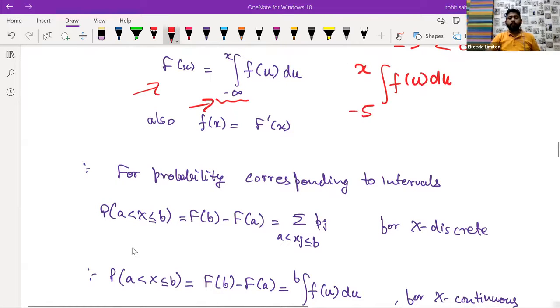And of course, when you differentiate this function, you'll get this function. That is, f of x, small f of x, the density, is the derivative of your distribution.